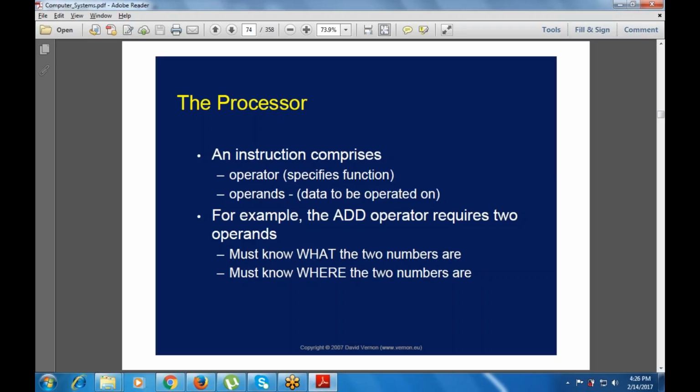The next is that the instruction comprises operators, for the specific functions, and operands, on which the data is to be operated. For example, when we use the add operator, this requires two operands: it must know what the two numbers are and where the two numbers are. So what and where.